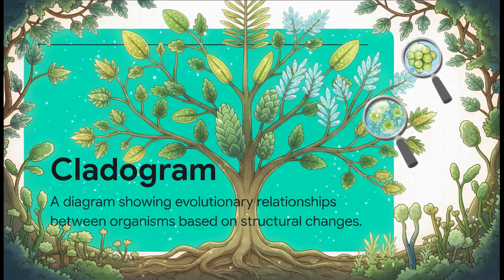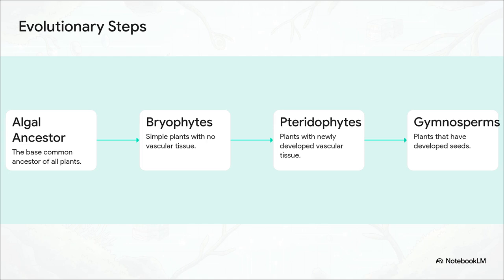From there, it tracks upward as organisms develop new adaptations. It's basically a family tree, but instead of tracking, say, who married whom, it tracks which plant figured out a brilliant new survival trick over millions of years. And trust me, examiners are obsessed with testing your ability to track those new adaptations. So let's trace how this actually builds.